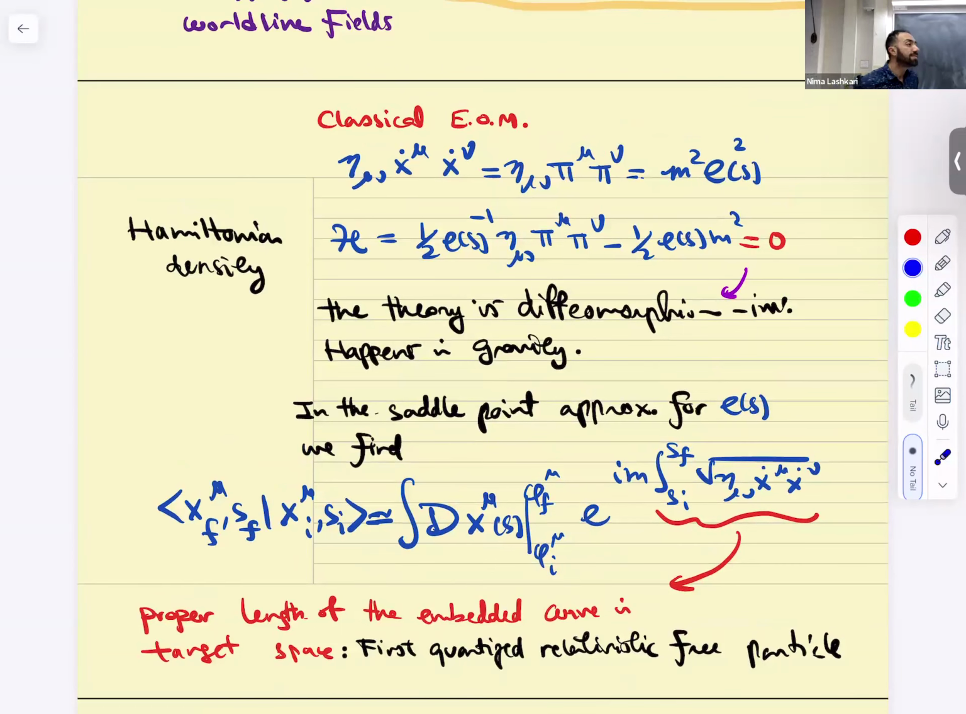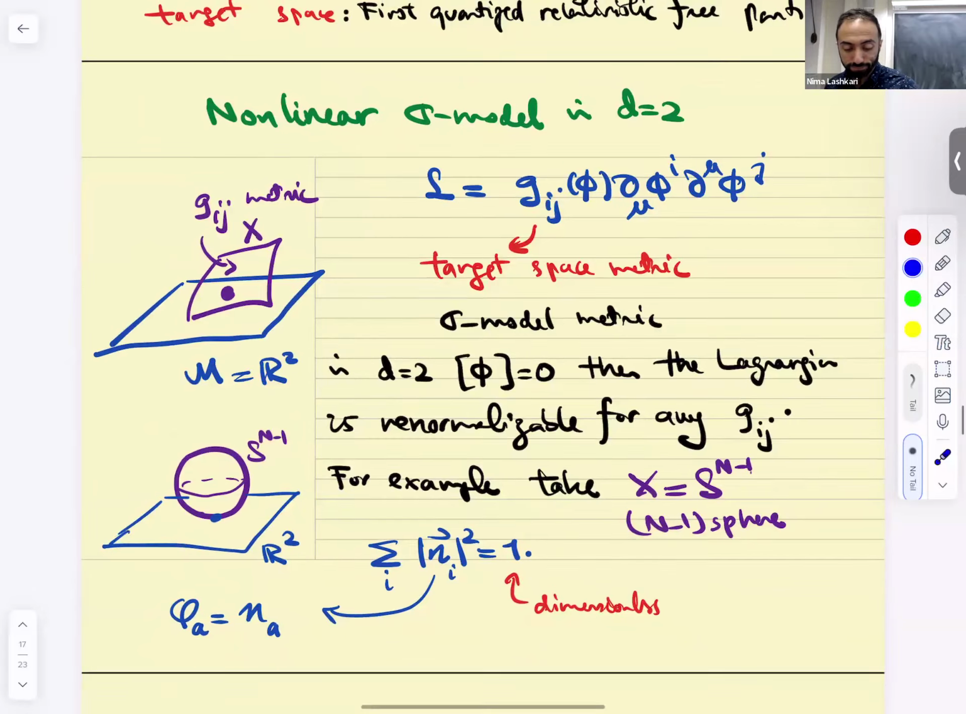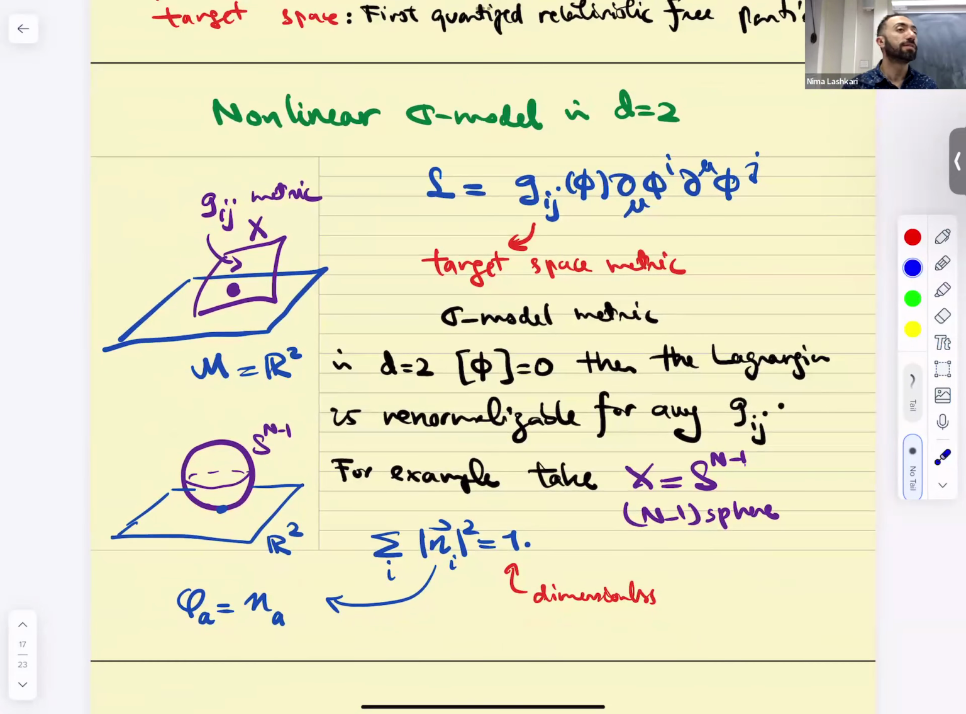Now, what happens if I consider two-dimensional nonlinear sigma models? What is my M now? It's two-dimensional. Previously it was a world line. Now we're going to call it the world sheet. So fields are maps from the world sheet to space-time. That's, by the way, string theory, in case you're wondering.